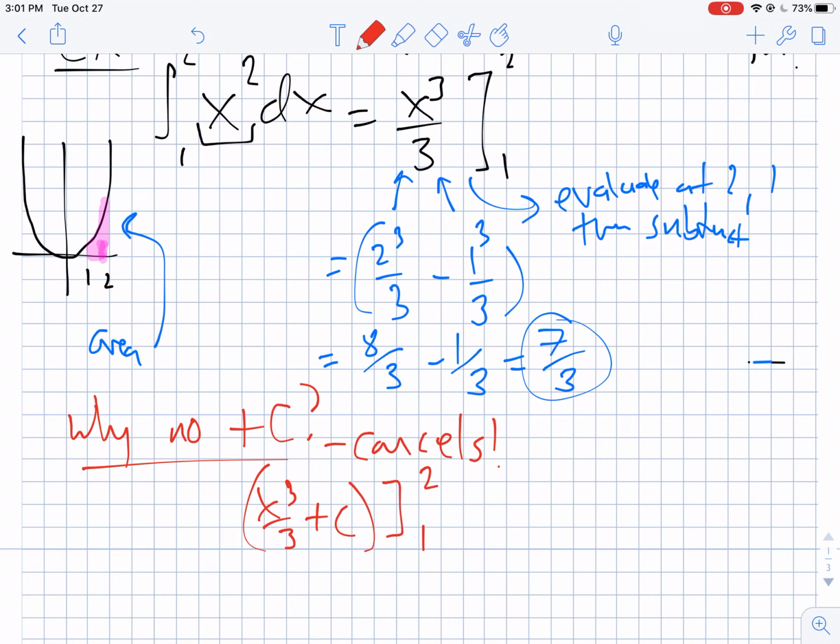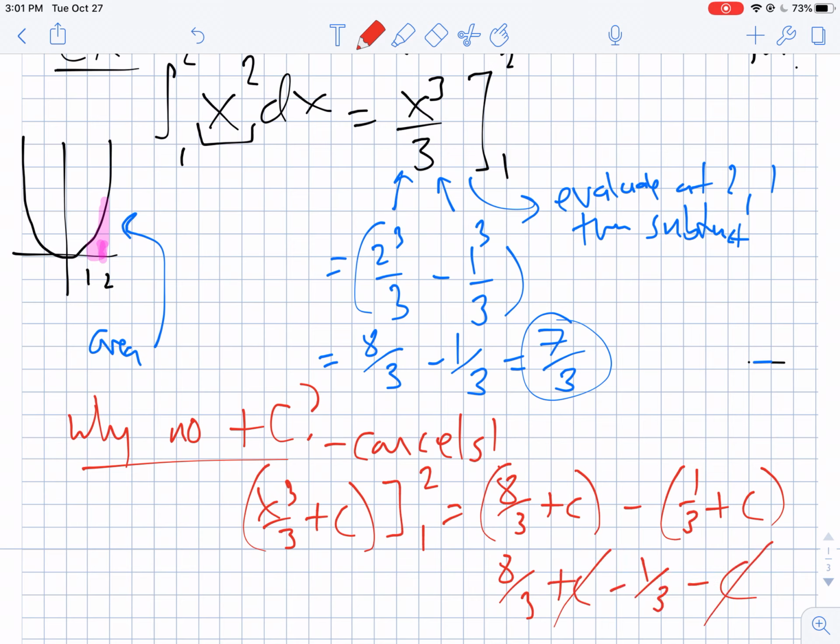you plug in the 2, so you get 8 over 3 plus c. You plug in the 1, you get 1 over 3 plus c. So you just get 8 thirds plus c minus 1/3 minus c, and the c's cancel. So it just goes away. So that's why you don't need a plus c on this.